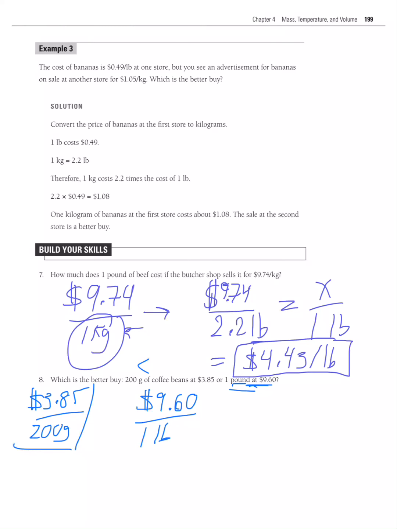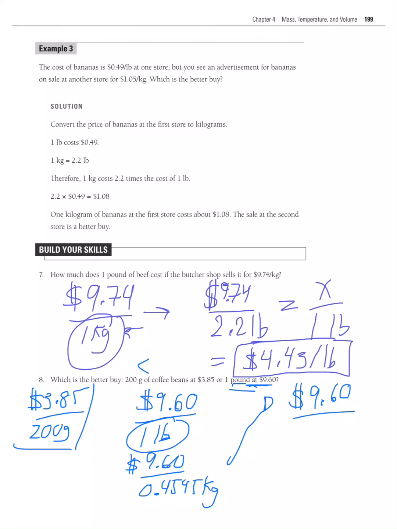Now, I don't have a direct conversion to go from pounds to grams, so I have to go to kilograms first. If you look at the formula sheet, this is the same as saying $9.60 for 0.4545 kilograms. So I change 1 pound into kilograms. Now I'm going to change it to grams. So $9.60 gets me 454.5 grams.